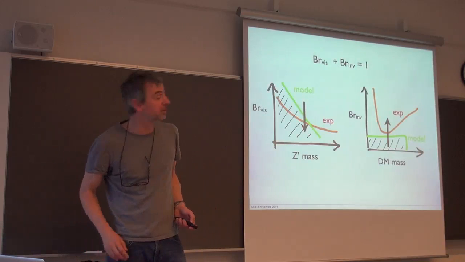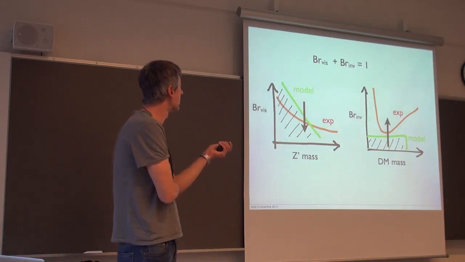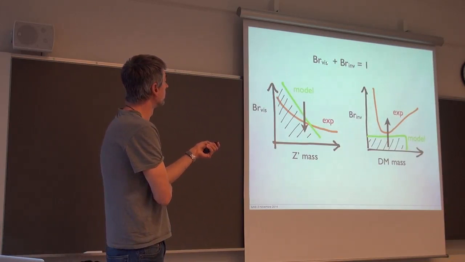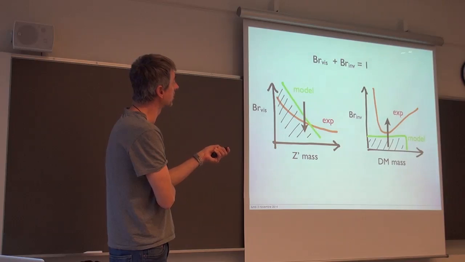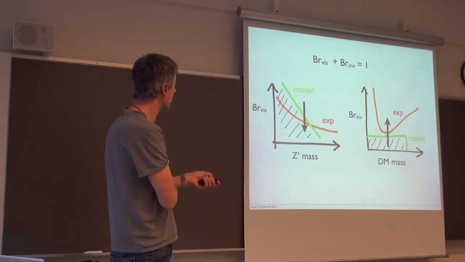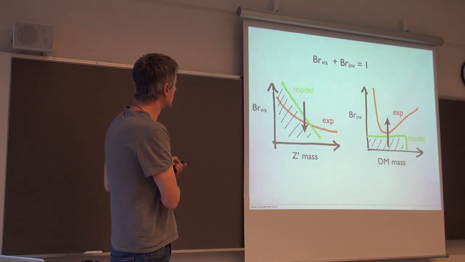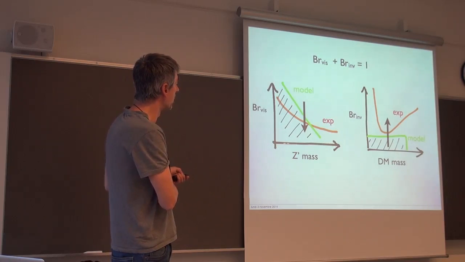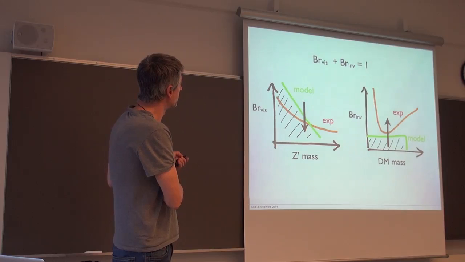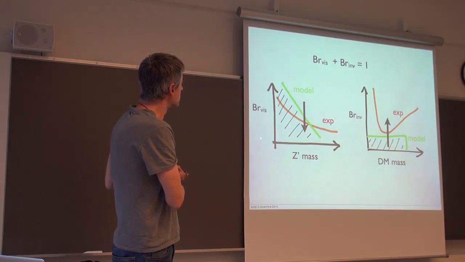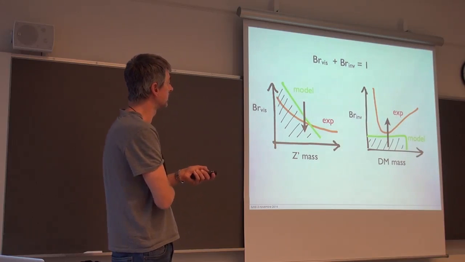So this is sort of illustrated by this schematic plot. Okay, so here's the visible branching of the Z prime plus the invisible branching, and of course, the sum must be equal to 1. Okay. And here you have the same plot as before. So this is the number of events you expect to have. Okay. And of course, the larger the visible branching, the larger the number of events. Okay. This is again the mass of the Z prime.